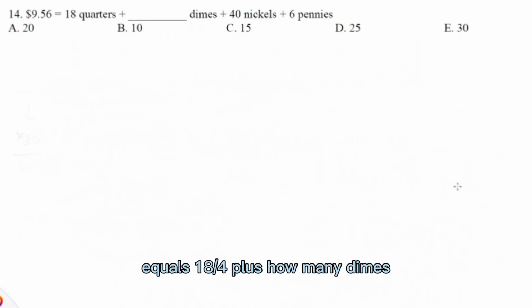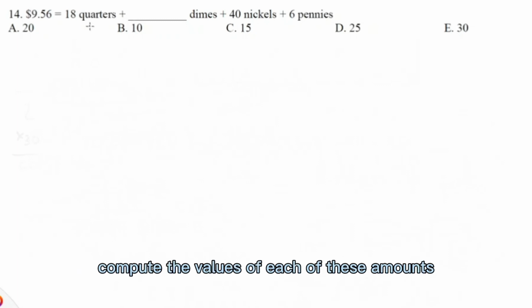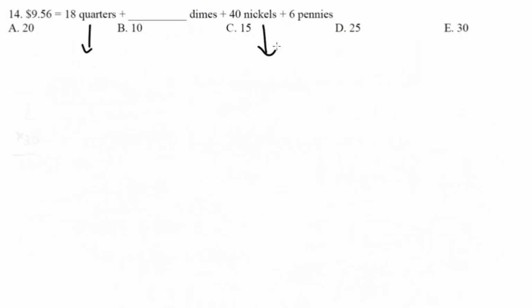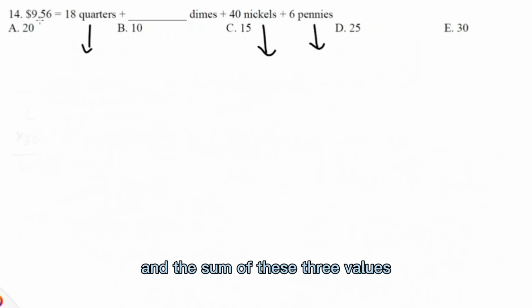$9.56 equals 18 quarters plus how many dimes plus 40 nickels plus 6 pennies. Alright, the way we're going to solve this is we're going to compute the values of each of these amounts, add them up, and find the difference between $9.56 and the sum of these three values. Alright, let's do this. So 18 quarters.